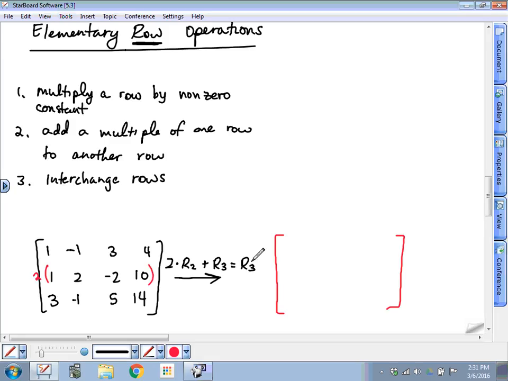And since all of these entries are replacing the entries in row 3, I'm going to put a 5 for the new entry in row 3. And I move to the next part of row 2. 2 times this 2 makes a 4. 4 plus -1 is 3, so the new entry in row 3 is a 3. 2 times this negative 2 is negative 4. Negative 4 plus 5 is 1, so this entry becomes a 1. And finally, 2 times 10 is 20. 20 plus 14 is 34.